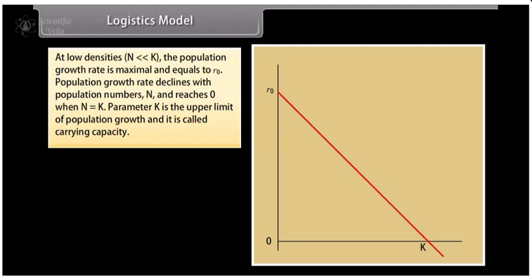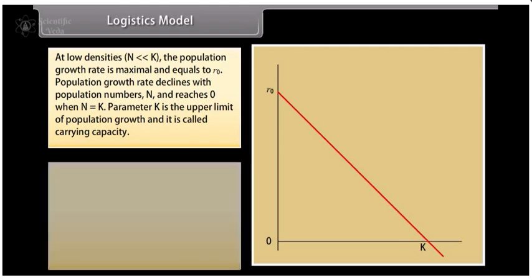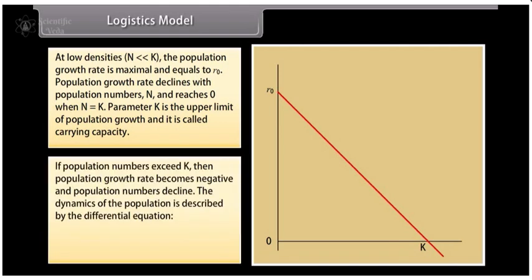Parameter K is the upper limit of population growth and it is called carrying capacity. If population numbers exceed K, then population growth rate becomes negative and population numbers decline. The dynamics of the population is described by the differential equation dN/dt equals rN equals R0 N times (1 minus N by K).